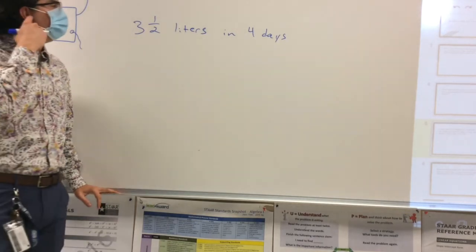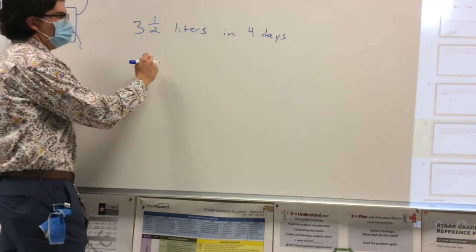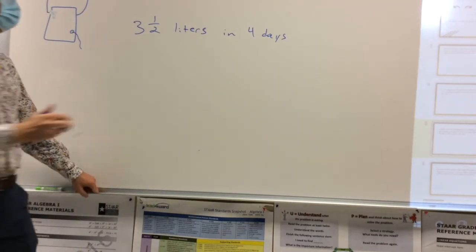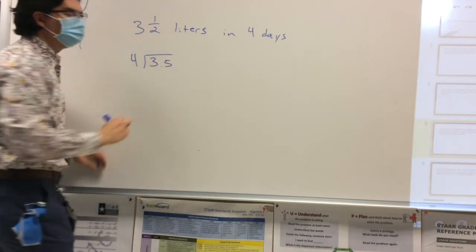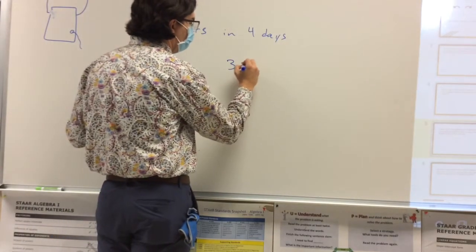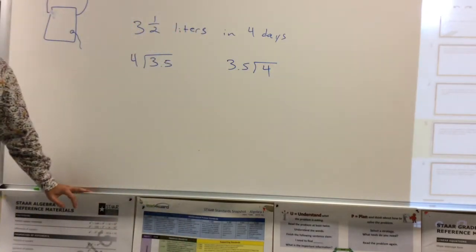Let me try it a different way. Which one's going to go in the box? Liters. So you think it's going to be 4 divided into 3.5, or is it going to be 3.5 divided into 4? When you make it look like that, it looks like 4 is the bigger number. But that doesn't mean anything though. We could have a less than 1 number. I think it's 4 inside the box.